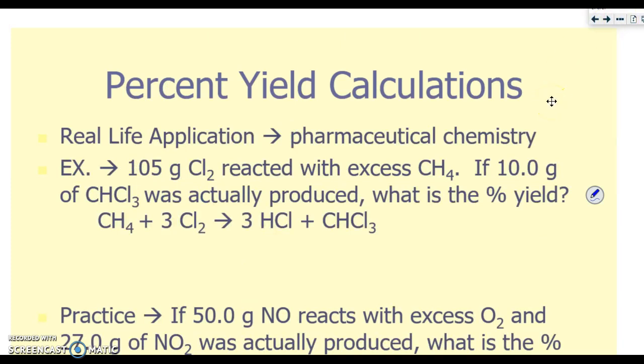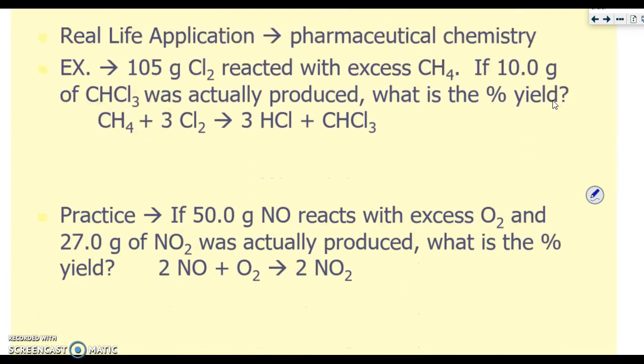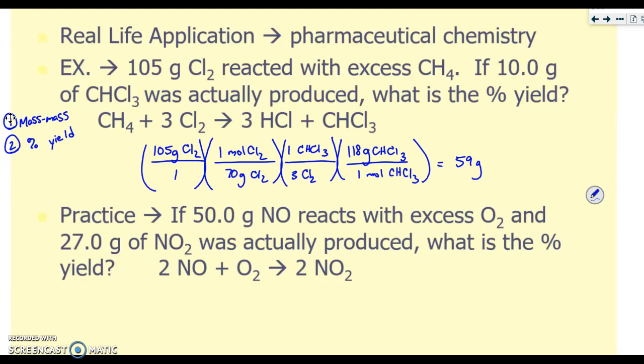The real-life application of this is pharmaceutical chemistry, and you could be provided with a problem like this. The first thing you need to do when you're solving these is you need to do a mass problem. And after you do the mass, you use the percent yield equation. You'll see here that I have done the mass for you for this example. We were working with Cl2, and then if you keep reading the problem, it says if 10 grams of CHCl3 is produced, so those are the two things we're comparing. We get 59 grams, and then the question asks for percent yield.